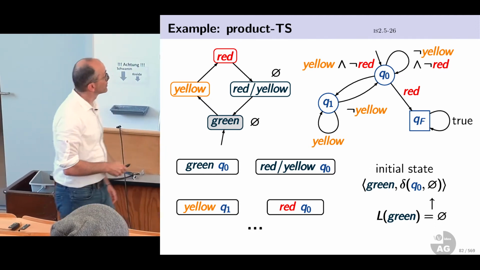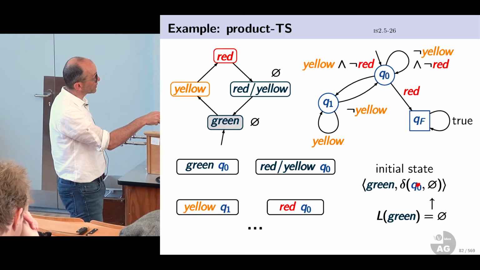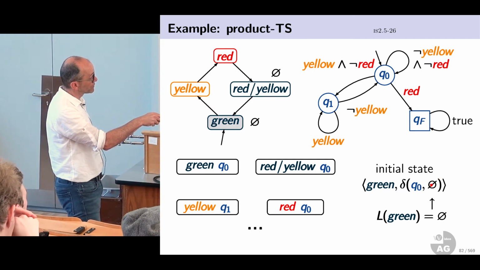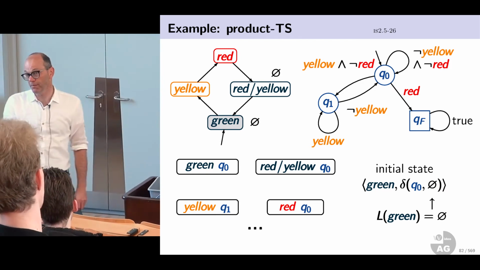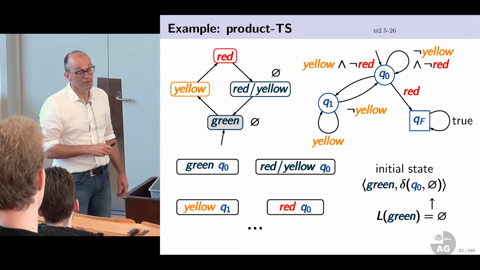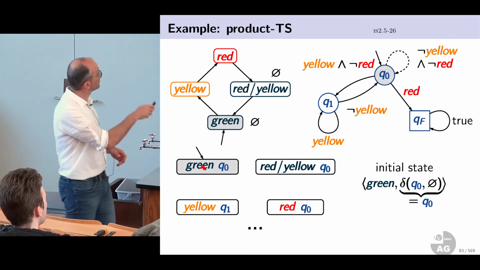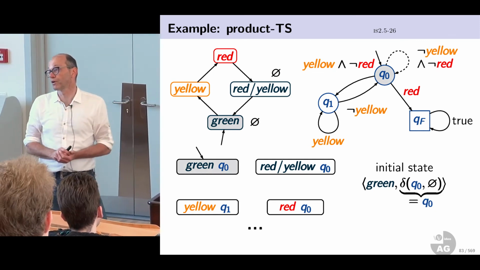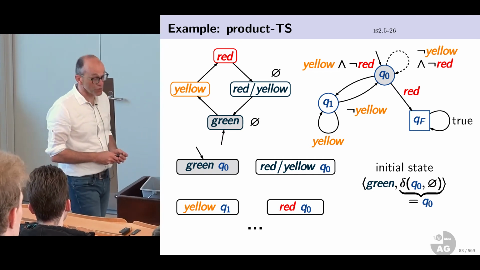Okay? So this is here. I consider green, and I consider delta Q0 empty set. So what is the state after feeding the automaton with the label of my initial state? Good, that's green, and that's Q0, and that means that this is the initial state of my product. Good, let's continue.